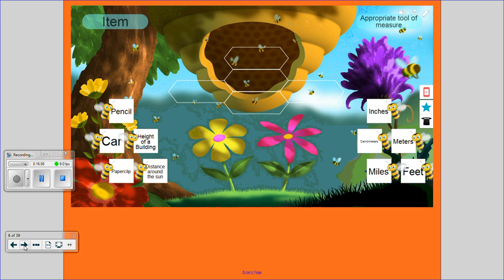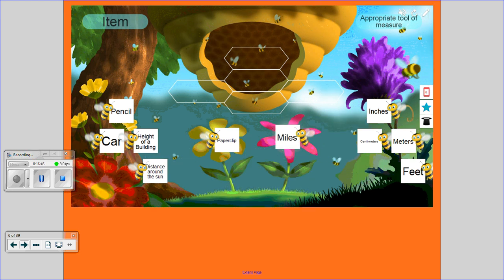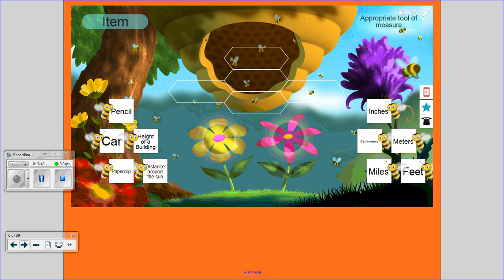On the right, we have some units of measure. So we have inches, centimeters, meters, miles, and feet. So when I call your name, you're going to drag and drop and match the unit to the item that you would measure it with. Does that make sense? Okay. For instance, if I'm going to be measuring a paper clip, drag and drop to my yellow flower, I'm probably not going to use miles, right? Would I use miles to measure a paper clip? No. Does that make sense?